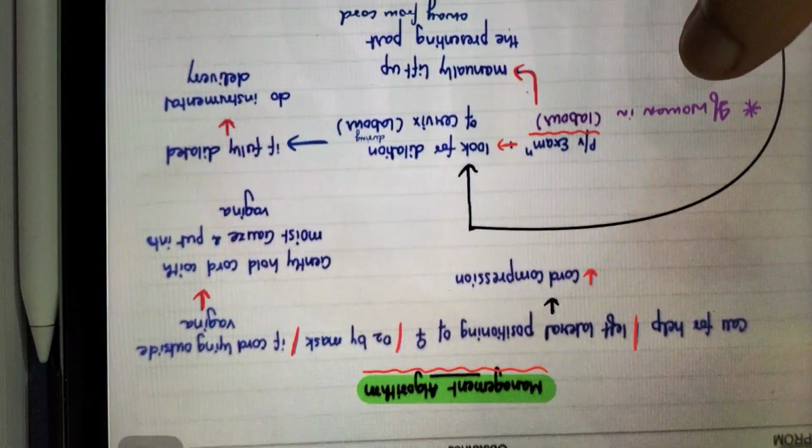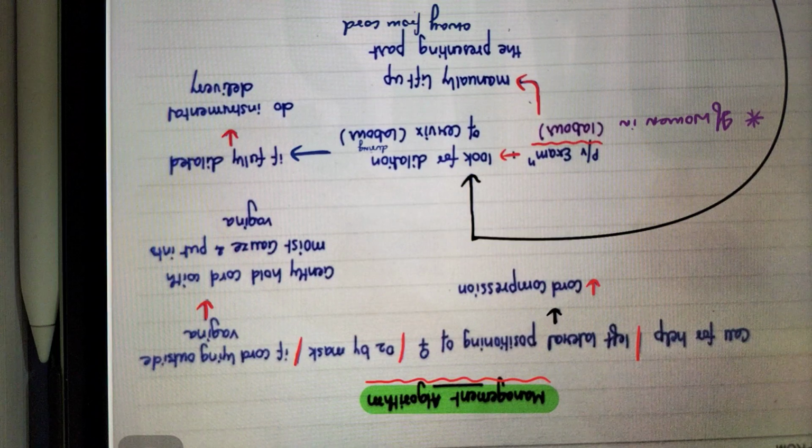Now, the management algorithm of cord prolapse. First, call for help. Left lateral positioning of female, that decreases cord compression. Give oxygen by mask. If cord is lying outside vagina, gently hold the cord with moist gauze and put it into vagina.